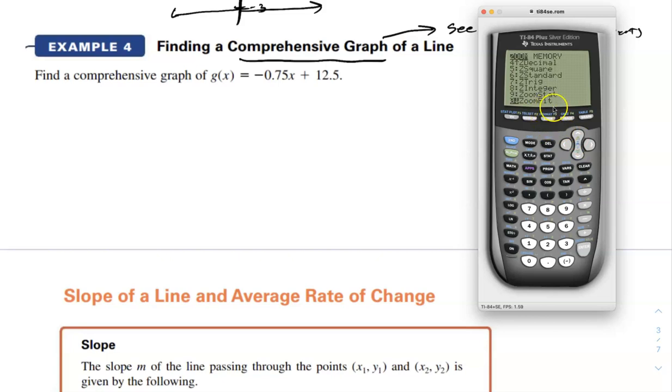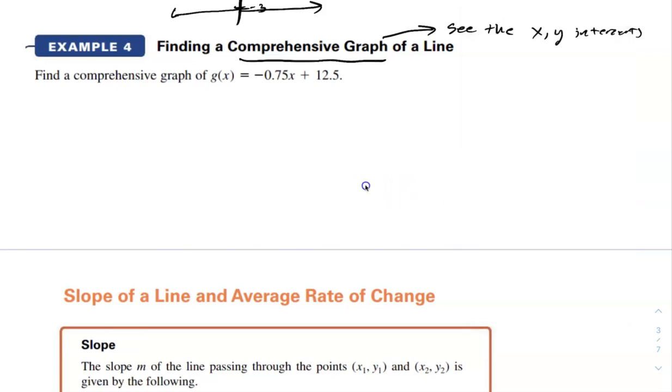Now, here's the thing about zoom fit. It won't change your x values. It only changes your y. So if I hit zoom fit, my x will stay the same, but my y's will move up. Now, this is not great for what we're doing because I still don't have my x-intercept. So it's good for other graphs we'll do in the future, but it actually isn't helpful for what we're doing right now. So I'm going to go back to zoom standard to reset. Okay, let's move on.